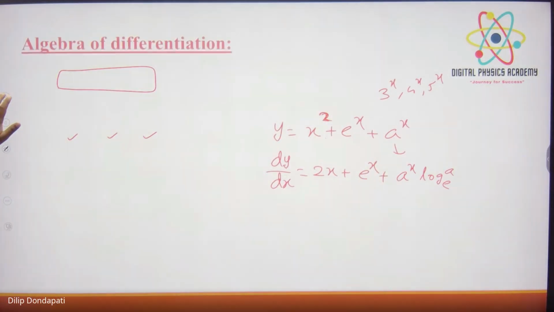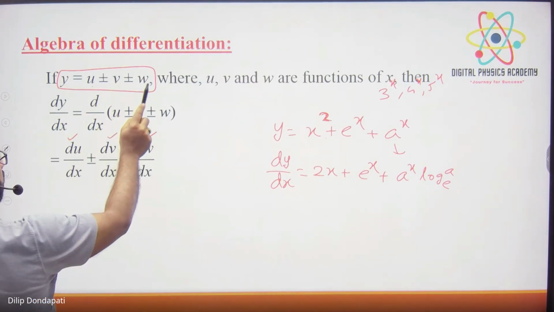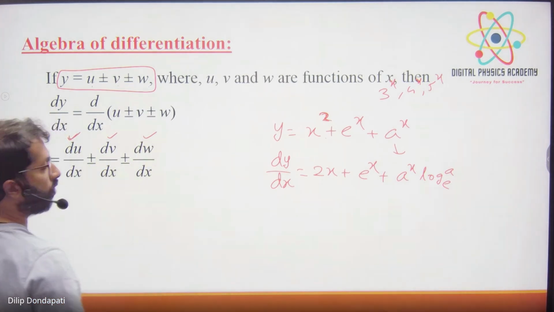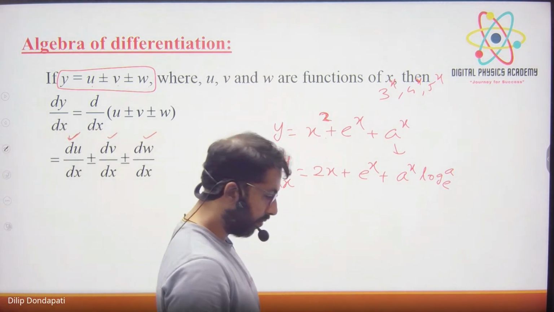That's why, if they give y is equal to u plus or minus v plus or minus w, to do the differentiation you have to differentiate each and every term with respect to x. This is called algebra. The formulas are the same, those 9 or 10 formulas only.